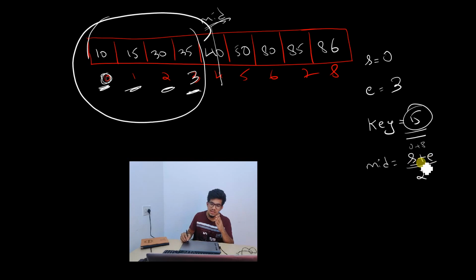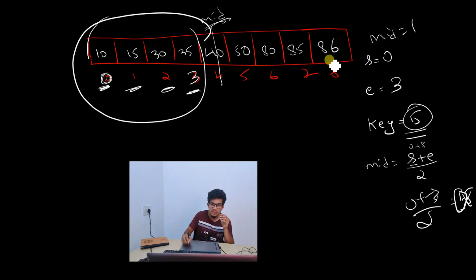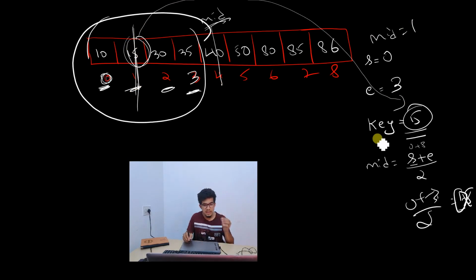Okay. What is the start value? 0 plus 3. What is 0 plus 3 by 2? 0 plus 3 is 3. 3 by 2 is 1.5. But 0.5 is lost. Answer is 1. So mid is 1. I will split at the 1st index, and now I will check whether this 15 is equal to the key. Yes, it is equal to the key.